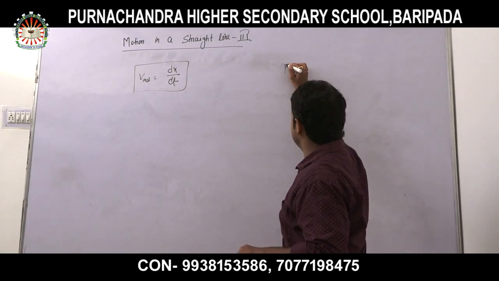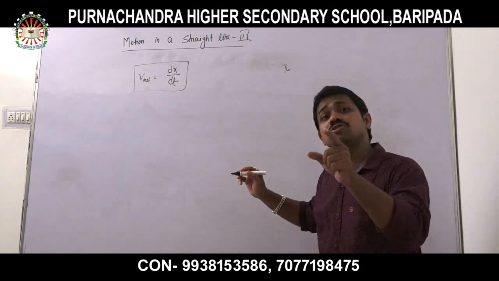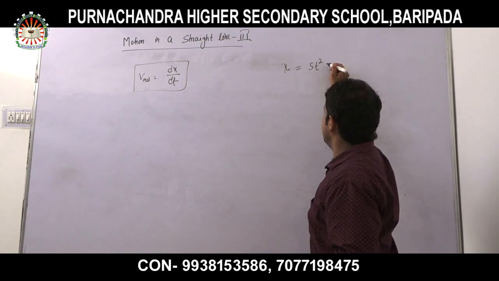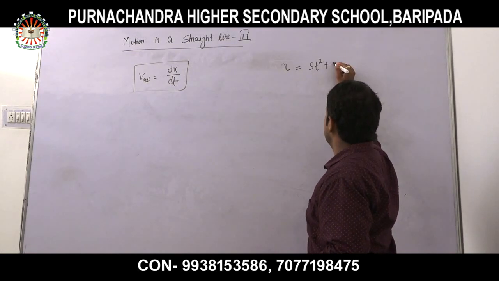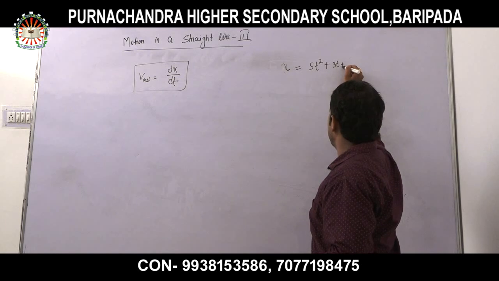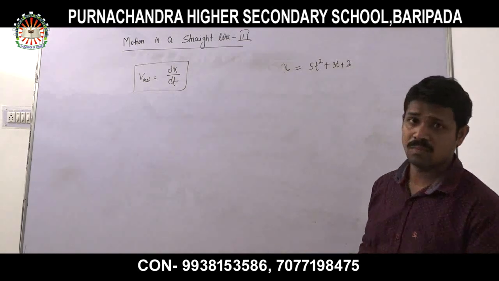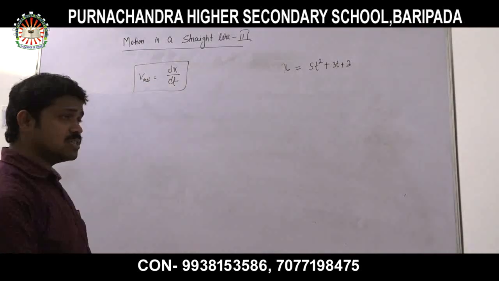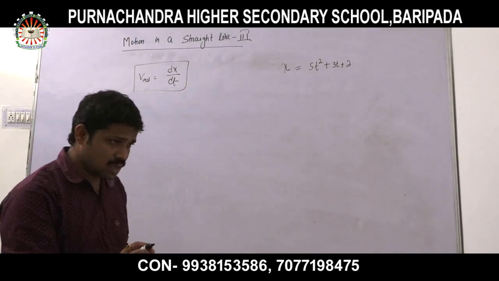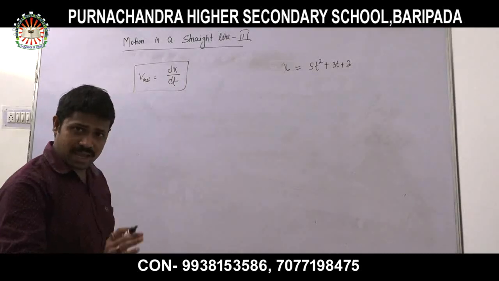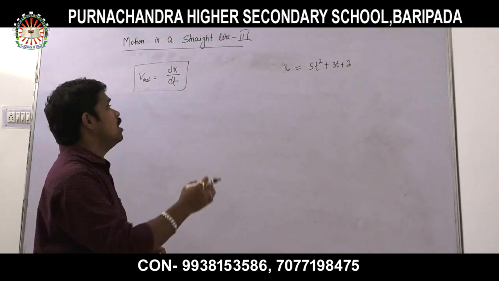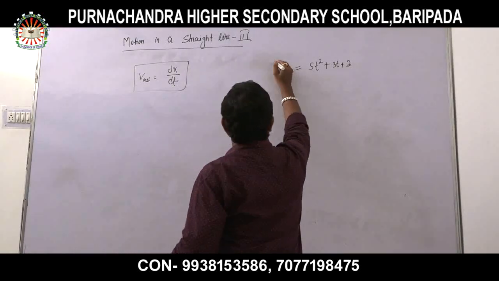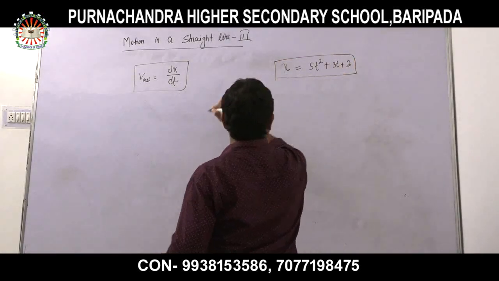with a displacement x, which is a function of time. So x is equal to how much? 5t square plus 3t plus 2. Clear all of you? Again I will repeat, what is the question? The question is, a body or an object travels in a straight line, having a displacement which is a function of time. So the displacement is represented in this manner.